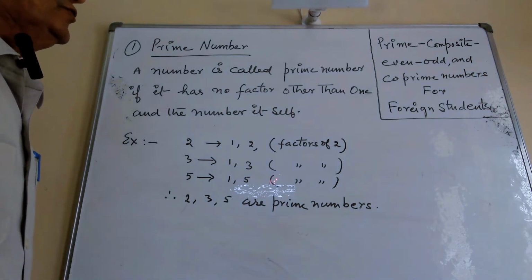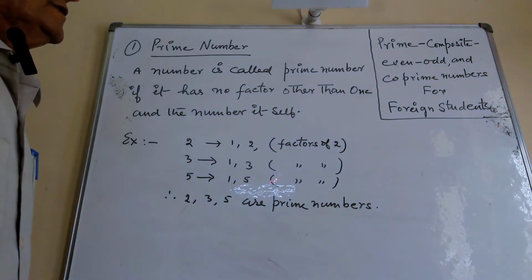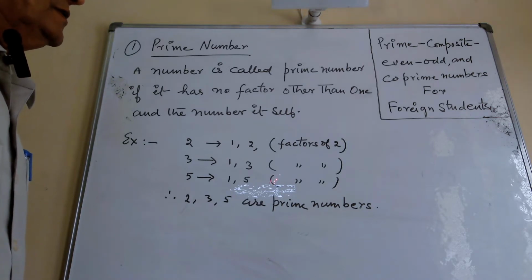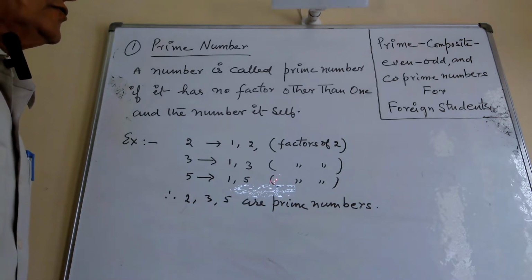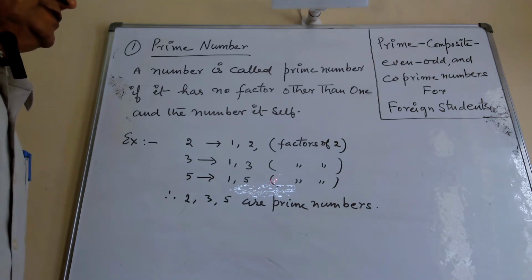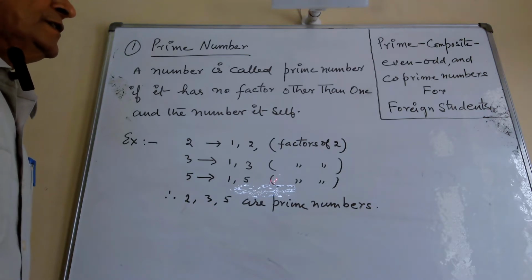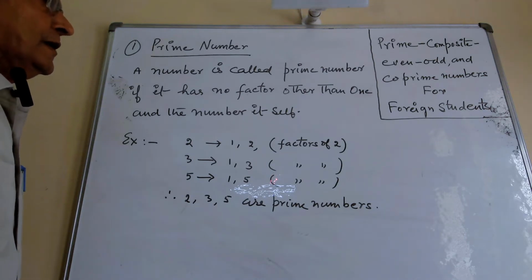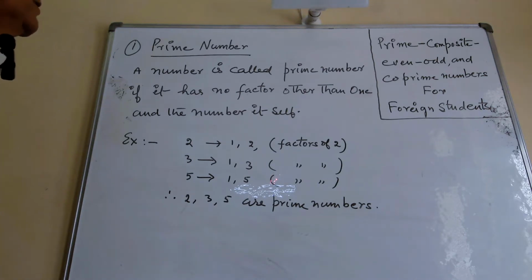I am going to define prime number, composite number, even number, odd number, and co-prime numbers. These numbers are very important in mathematics. So I am defining one by one. Now I am taking first prime number.